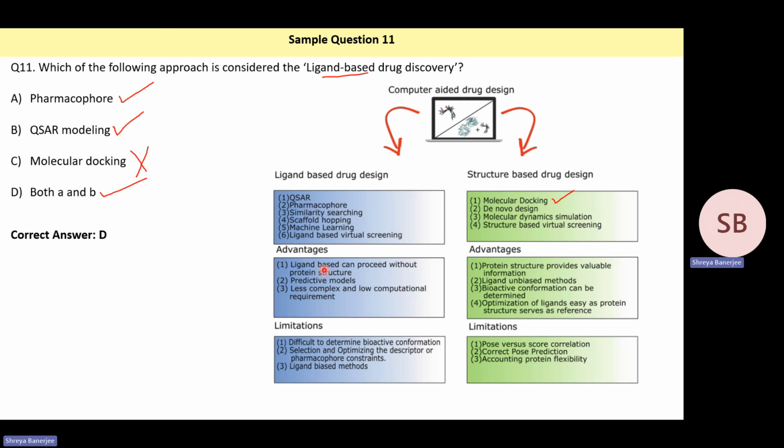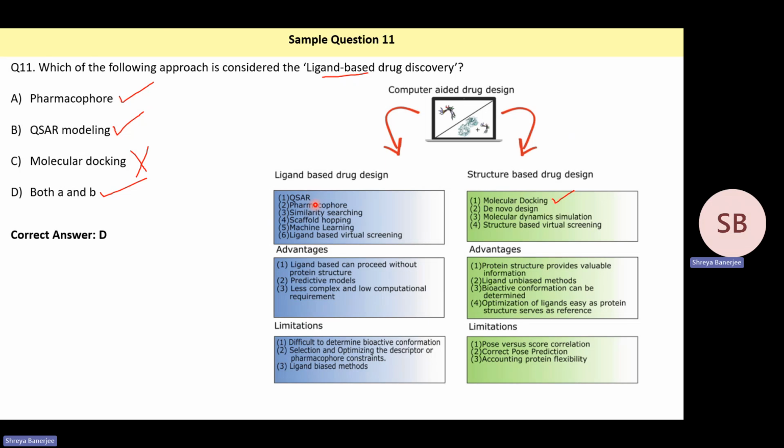Now, the advantage of ligand-based drug discovery is that you don't need to know the protein structure. You can just proceed with the drug design without knowing the protein structure. So the computational cost is much lower, and you have predictive models. The limitation is that since you don't know the receptor conformation, predicting the bioactive conformation becomes difficult. Another problem is you have to select and optimize the descriptors of QSAR.